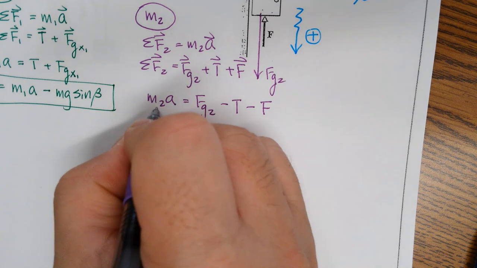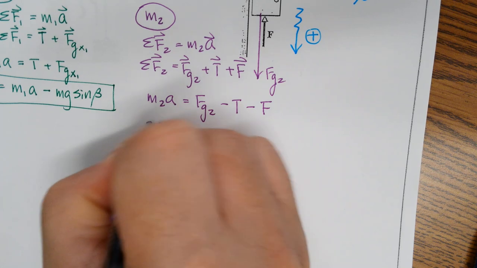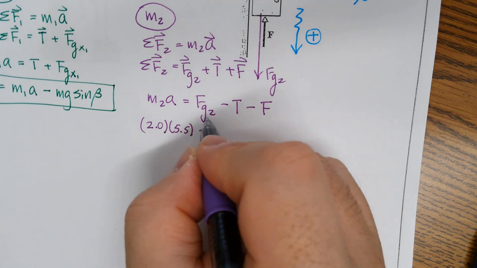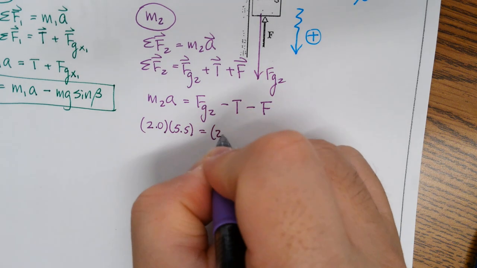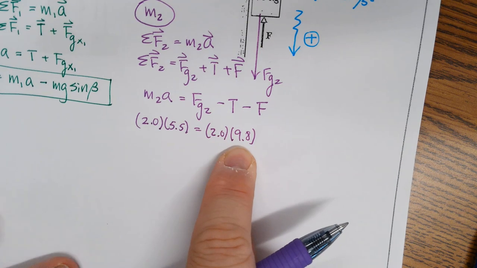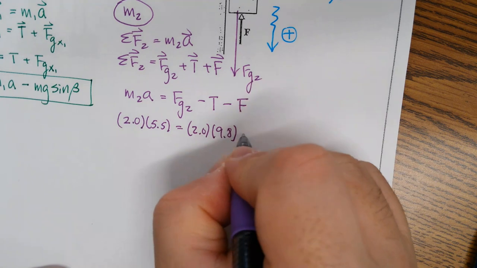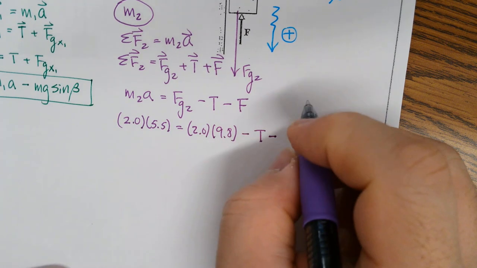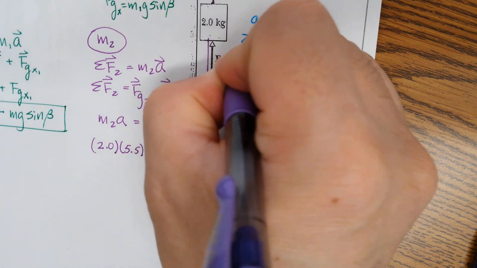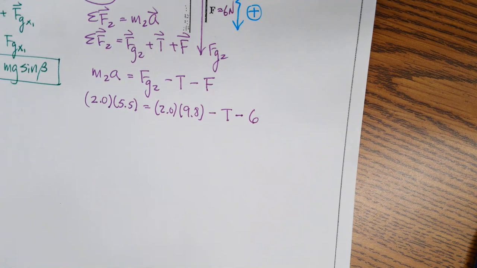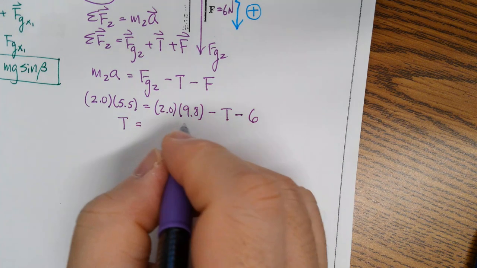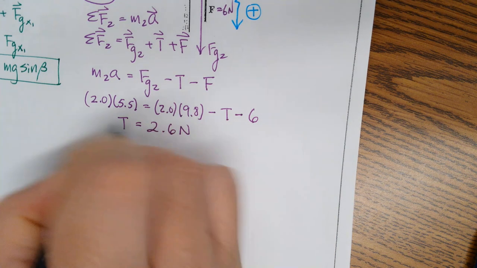So my m2, which is 2 kilograms, times acceleration of 5.5 is equal to Fg2, which is 2 times 9.8. Again, I did not put negative 9.8 in here. I sound like a broken record, but I'm going to keep repeating that. Minus tension, minus 6 newtons. Okay, so this is 6 newtons. So if you solve for tension, I guess you'll get something like 2.6 newtons as your tension.